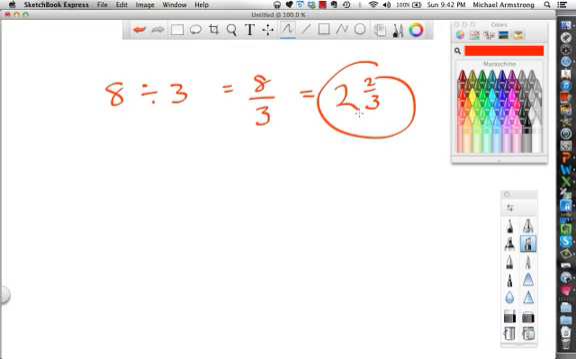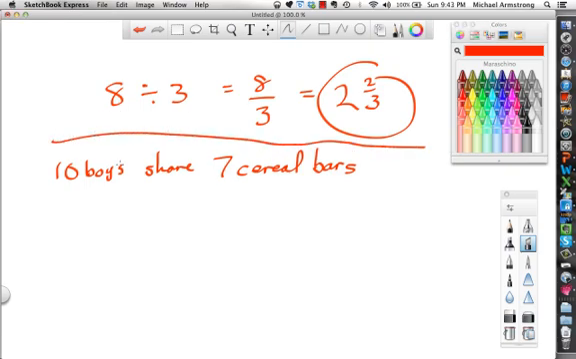So this is what it looks like in quick motion without having to draw pictures. Let's do one more. 10 boys share 7 cereal bars. Not cereals, cereal bars. I guess those are kind of like granola bars too. That's just what the problem in the book says. So there's 10 boys and they're sharing 7 cereal bars. So that's really 7 cereal bars divided by 10 boys.